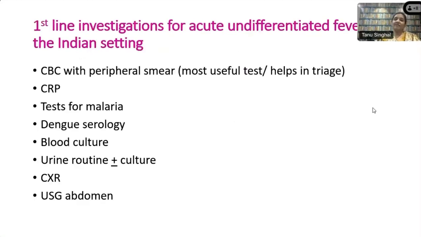Now, what are the first line investigations that we send for acute undifferentiated fevers in the Indian setting? Other people may do some other tests, but this is typically what I do in my clinical practice. And that is complete blood count with peripheral smear, which I think is the most useful test, and it also helps you in triaging your further tests. A C-reactive protein, tests for malaria, dengue, blood culture, urine routine with or without culture, chest x-ray, and ultrasound abdomen. So you may not do all these tests, but these are typically the first line investigations which you will do, and we discuss these one by one.